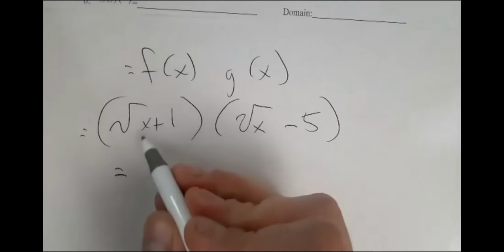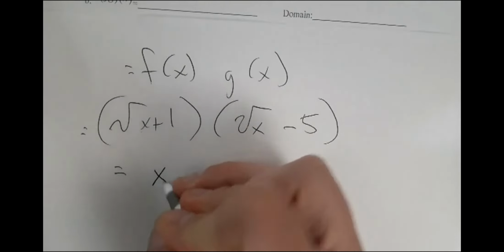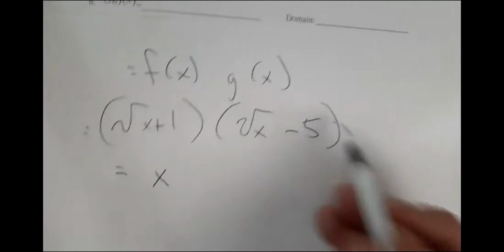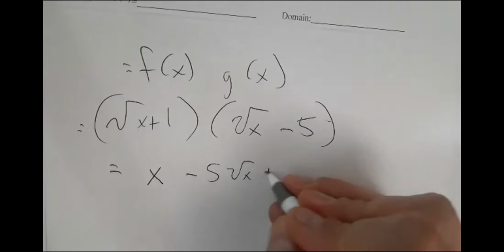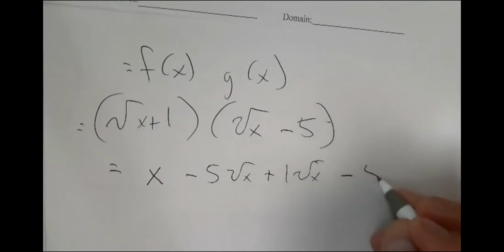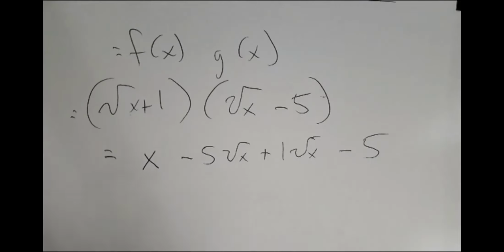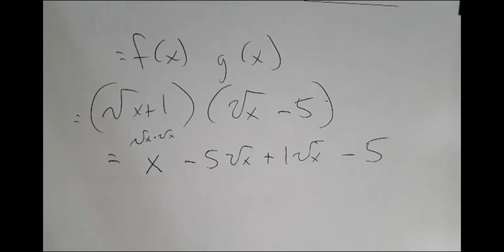If I'm looking along here, the first thing I'm multiplying is root x by root x. That should give me a single x. The next thing I'm doing is minus 5 root x's, plus 1 root x, and minus 5. So I'm doing some distribution. Again, root x times root x gives you a whole x. There are some like terms I might need to combine.